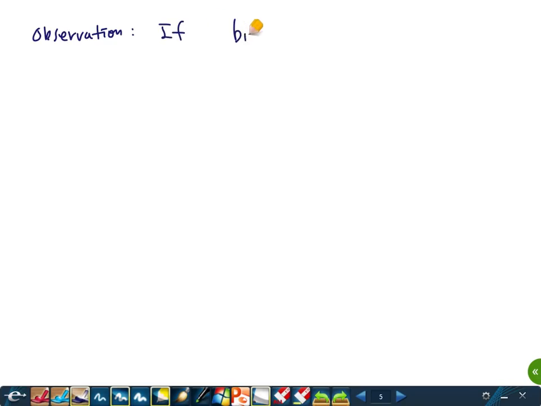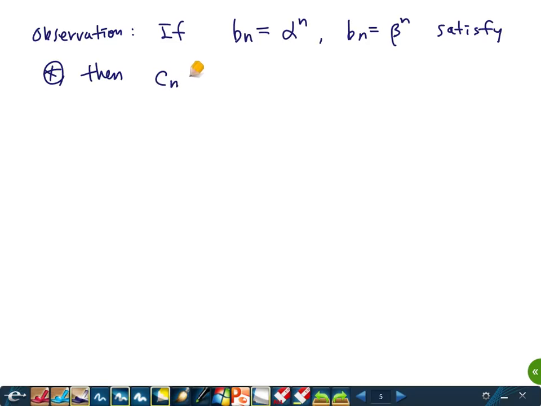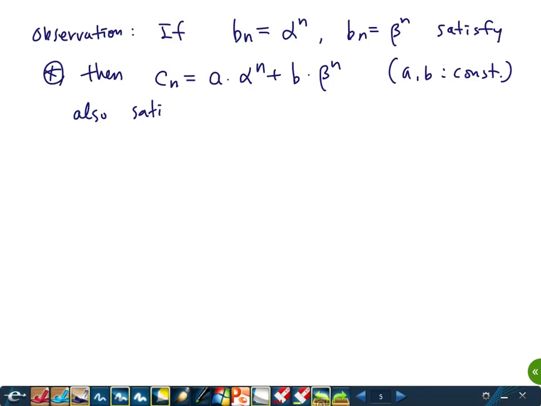If Bn, say alpha to the n, and Bn equals, say, beta to the n both satisfy the recurrence relation here, then construct another sequence, say Cn, which is A times alpha to the n plus B times beta to the n, for any constants A and B. This also satisfies star, right?